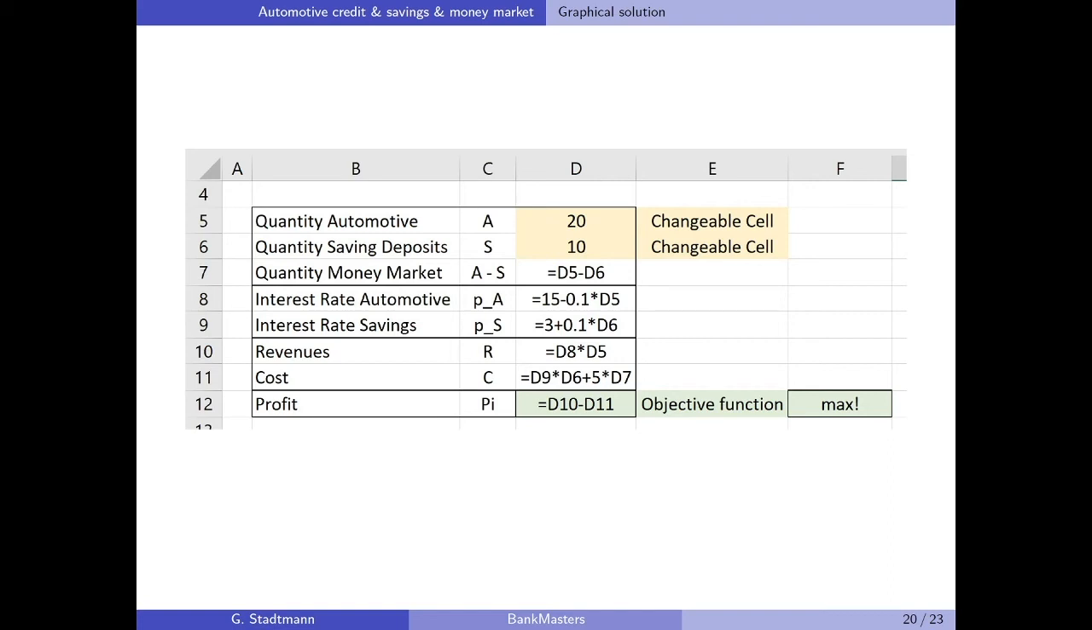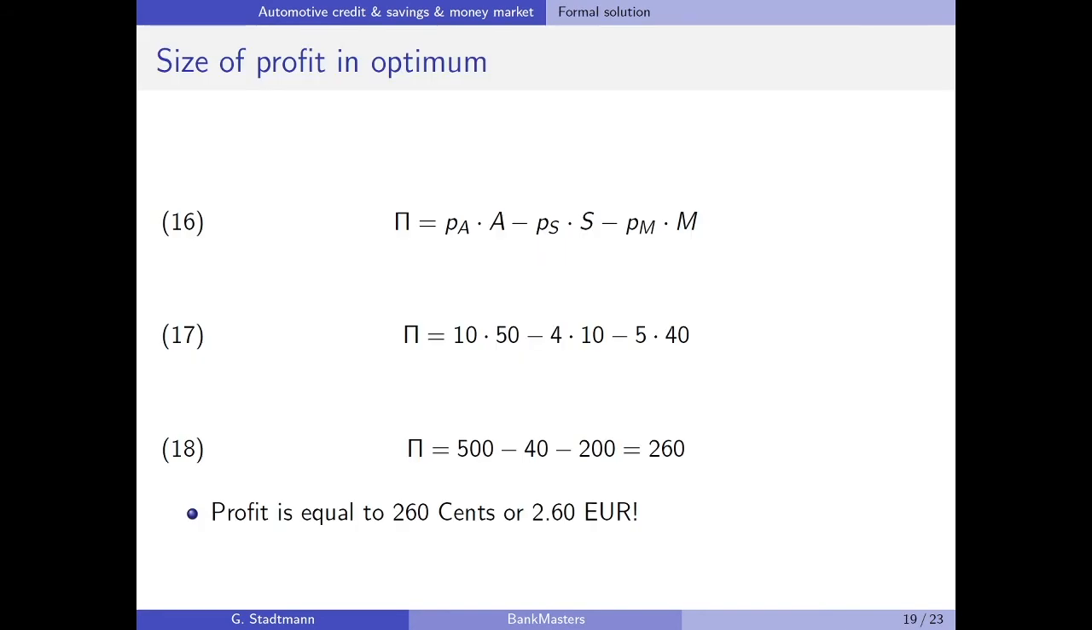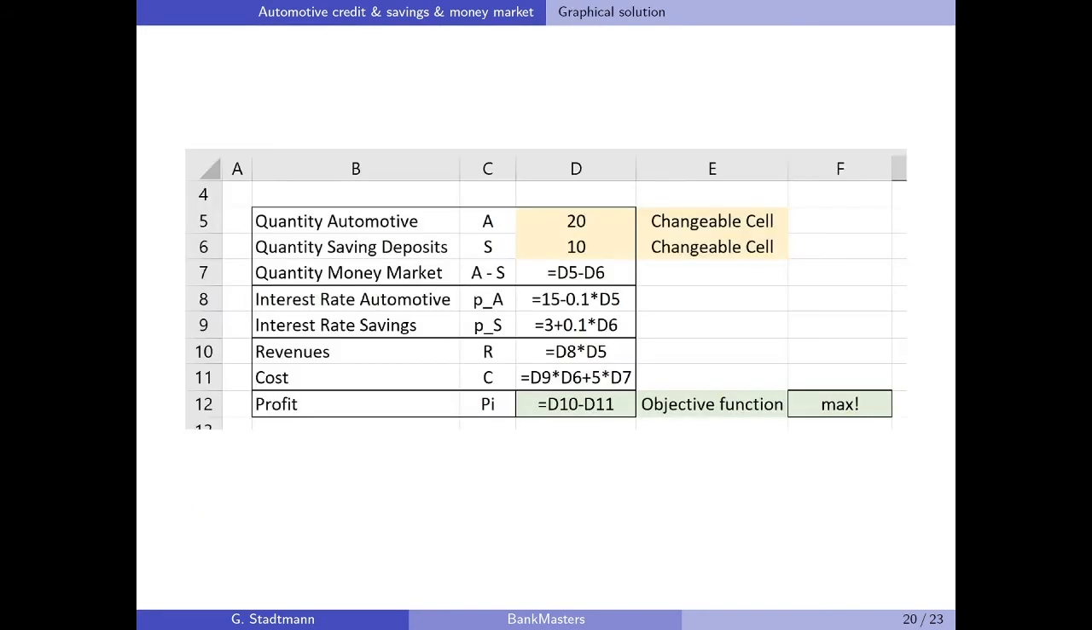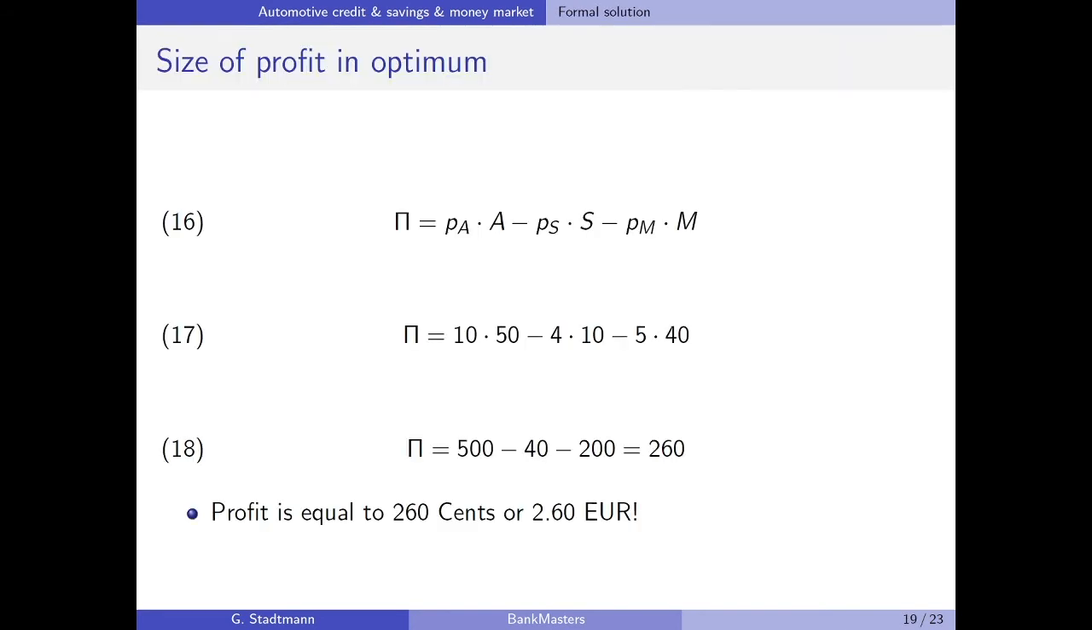You could just say that 20 for the quantity of automotive, 10 for the money market, or 5 for the saving deposits. And when we have these profit functions and the demand and supply functions, we automatically end up with the profit at the very last part. So in Excel Solver, we have to solve for the optimum point where the profit is maximized, and the solution should be the same as what we found in the previous one, 260. If we end up with this, then it means that we have solved it correctly.